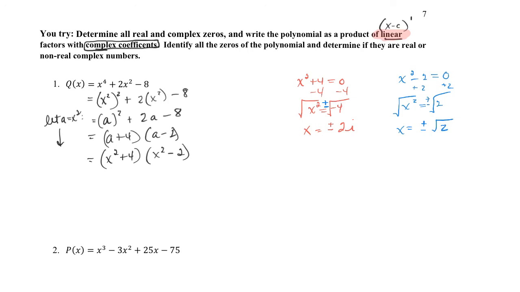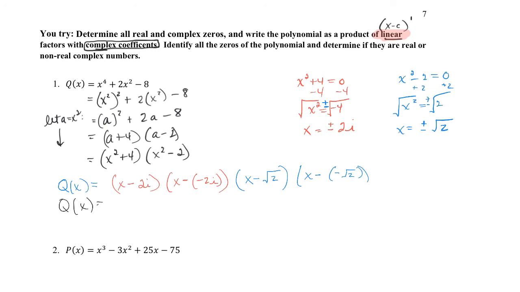Okay, so using my zeros, I can now write this in factored form. So q of x equals x squared plus 4 factors to x minus 2i and x minus negative 2i. Okay, x squared minus 2 factors to x minus the square root of 2 and x minus negative the square root of 2. And then I want to clean this up a little bit. And so q of x equals x minus 2i, I'm just going to distribute my negative, times x plus 2i.